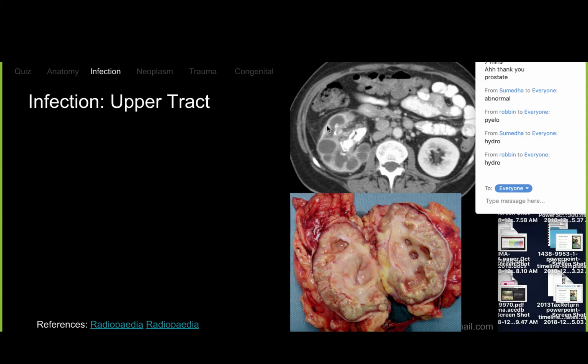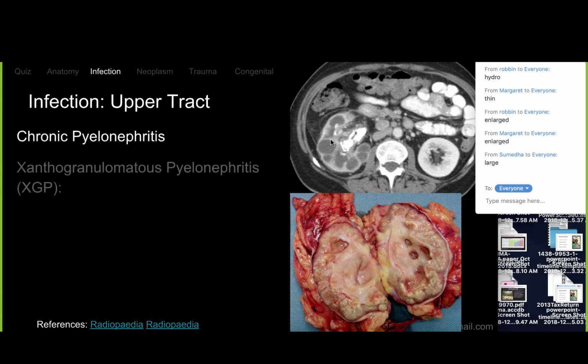And what else? What do you think about the cortex? This is the normal cortex. It's very thin. So exactly, and what about the kidney size? Is it normal? This is the left side. That's normal. It's enlarged. So what's the diagnosis? Any guesses? So this is an example of xanthogranulomatous pyelonephritis, sort of end-stage chronic pyelo that happens in patients with staghorn stones.